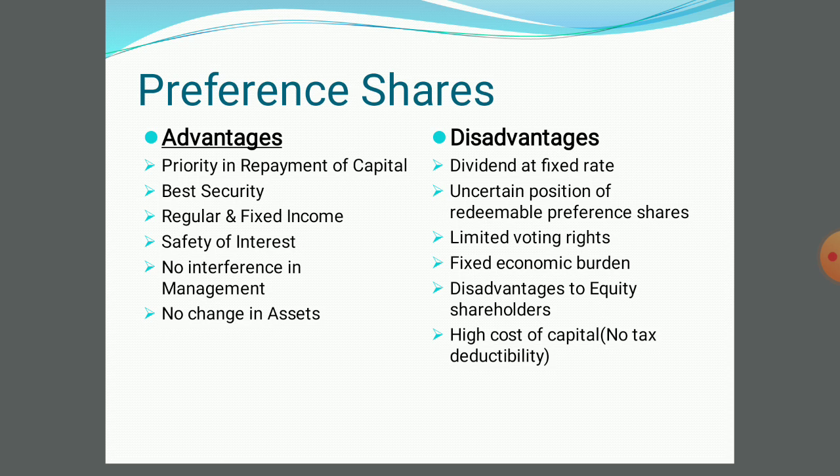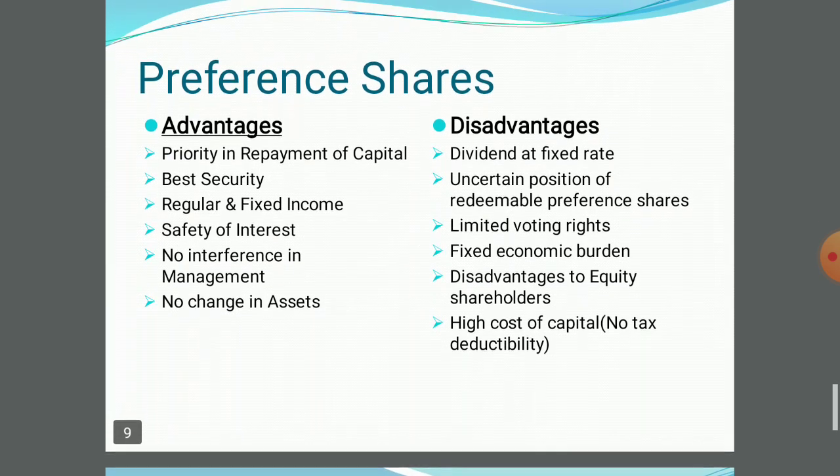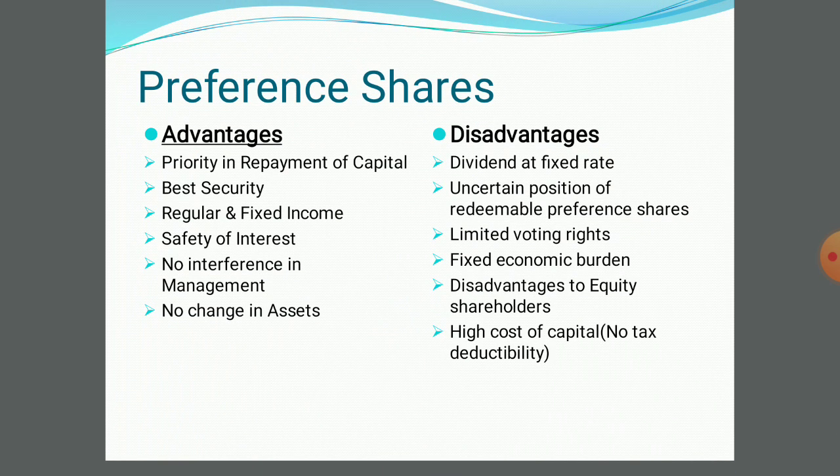That is, they have to regularly give a fixed amount to these people, even if the company is not earning enough profit, or even if the company is in loss, they have to give the returns to the preference shareholders. Next, it is a disadvantage to the equity shareholders, because preference shareholders get priority over equity shareholders in all situations. It may be in the form of getting dividend, or in the form of getting the capital amount back. Priority is given to preference shareholders, and that is why equity shareholders have to bear the risk.